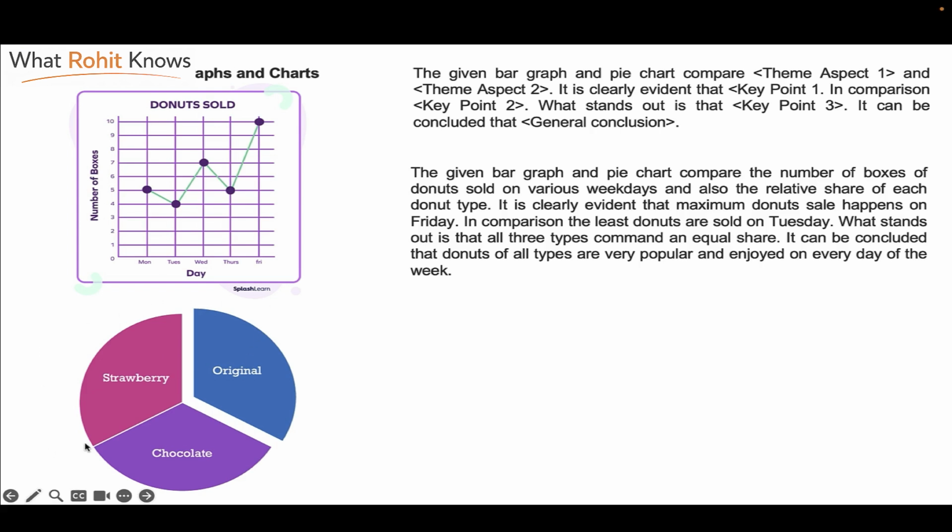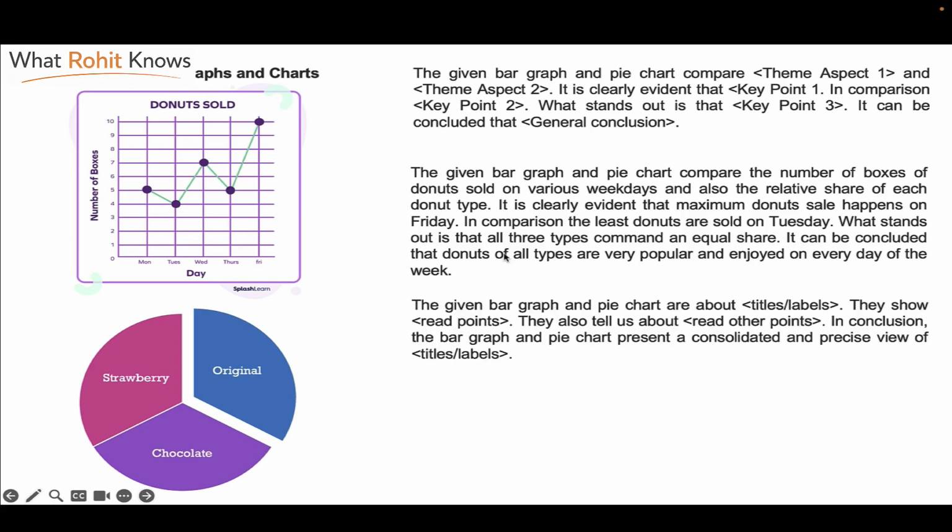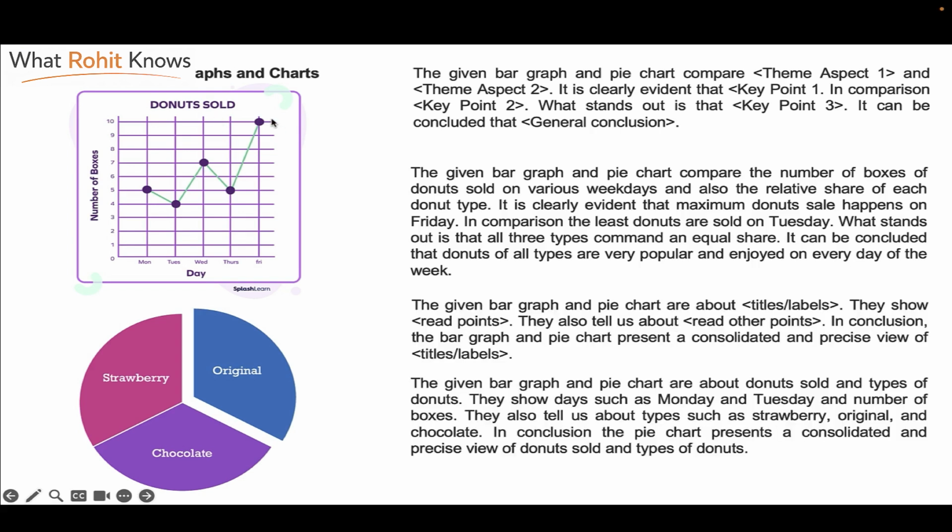What stands out? So I've picked up a point from here that all three donut types command an equal share. So these three look equal. So I've said that they command an equal share. And finally, it can be concluded that donuts of all types are very popular and enjoyed on every day of the week. So in my conclusion also, I've taken care of both these. So I've concluded that donuts of all types comes from here, and every day of the week it comes from here. Let's look at a simple version where we will just read what's in front of us.